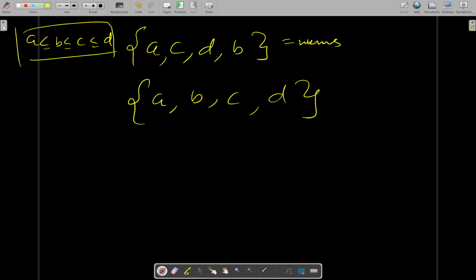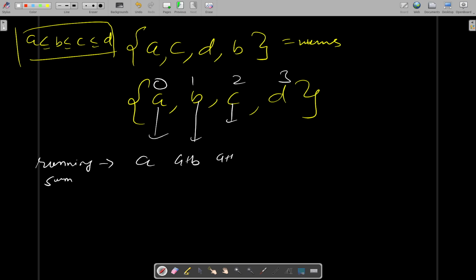So what you can do is take a running sum here. What I mean by running sum, let's say we mark the indices 0, 1, 2, 3. If we are at the 0th index, then its running sum will be a, and if we are at the second index, then it will be a plus b, and if we are at the third index, it will be a plus b plus c, and if we are at the fourth index, a plus b plus c plus d.